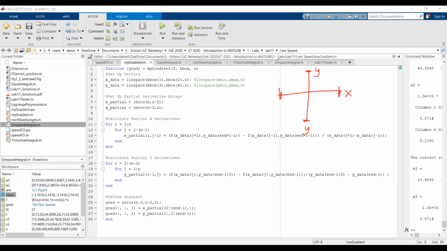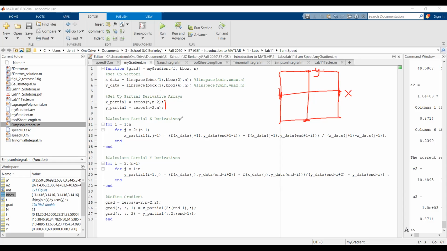Let me write y up here. Okay, and this is going to form a box, this wide and this tall. This function extends forever in the x and y directions, but we're only considering the box inside the b box. Okay. Setting up the partial derivative arrays, you might be wondering why there's an n minus 2 here instead of, why isn't it just n?